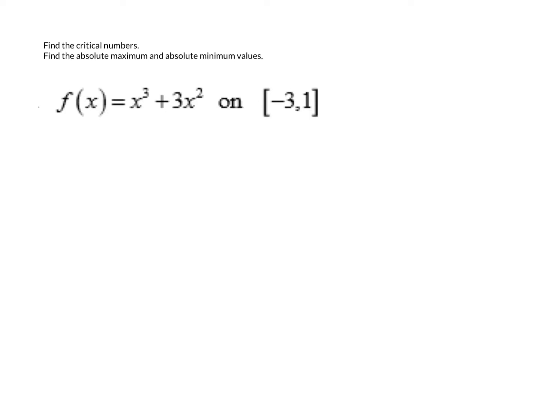First, we're going to find the critical numbers. And remember, the critical numbers are when the first derivative of the function equals 0 or is undefined, and the critical numbers are x values. So we're going to find the x values where this is true. So we're looking for x's.